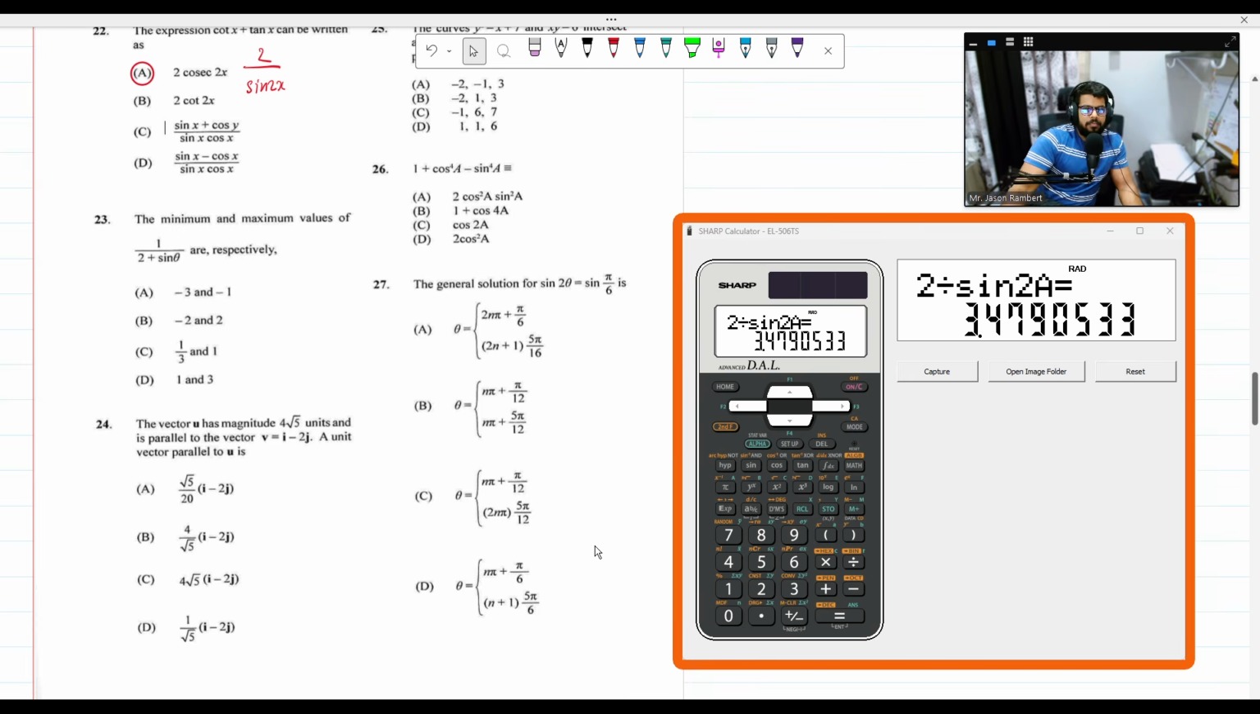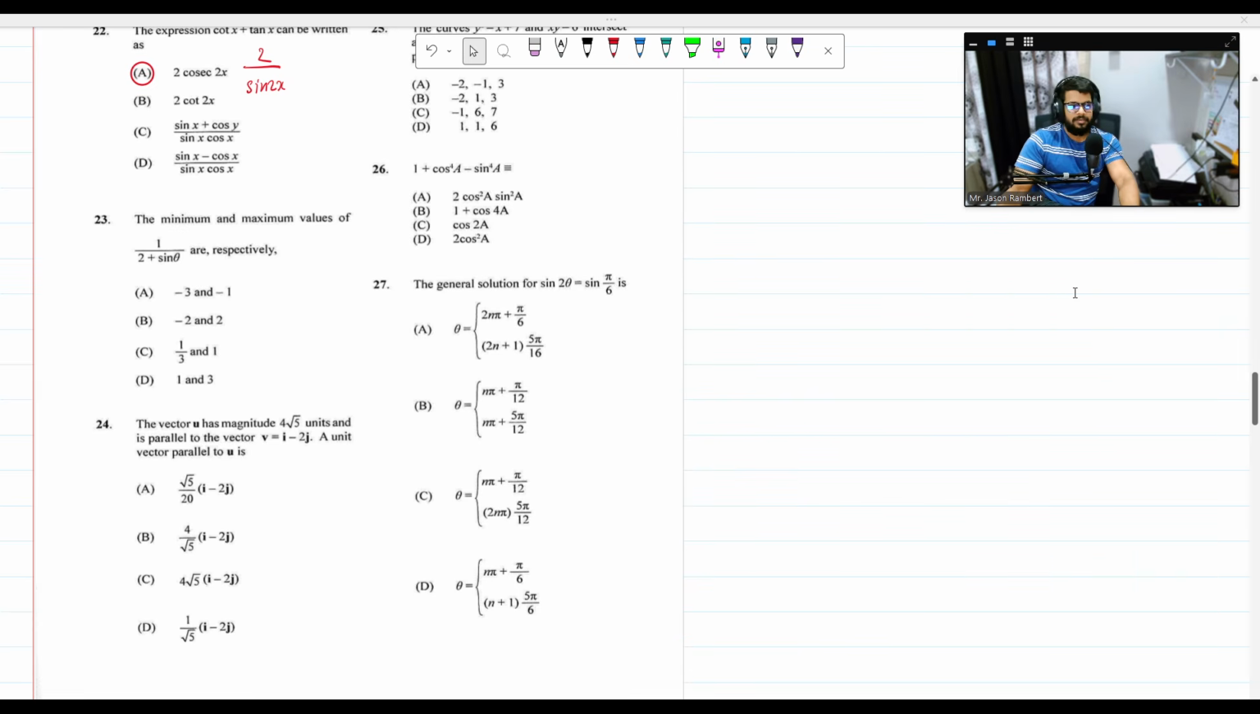The minimum and maximum values of this. It really has no shortcut we can use for this, other than starting with minus 1 less than or equal to sine theta less than or equal to 1.